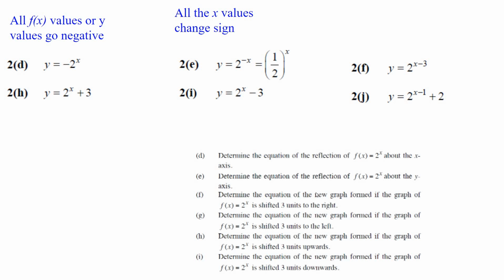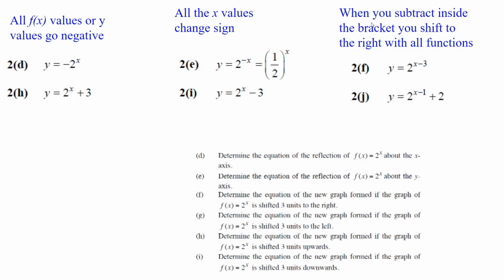What about this one? Determine the equation of a new graph formed if it's shifted 3 units to the right, just 3 units to the right. Well, if we want to move to the right, you just subtract inside the brackets to shift to the right. So that's why the answer is x minus 3.